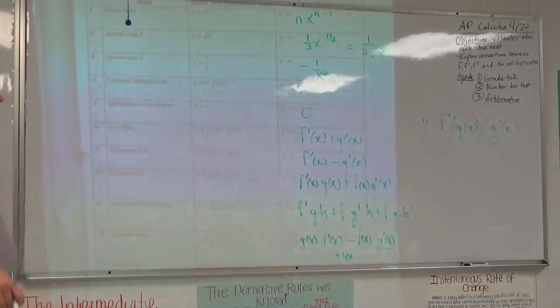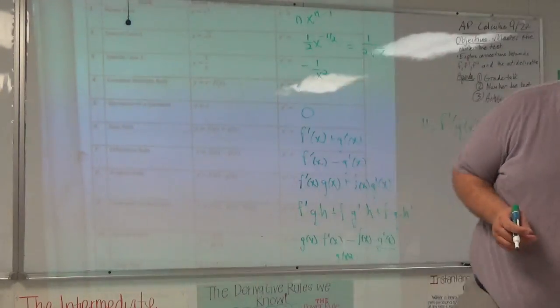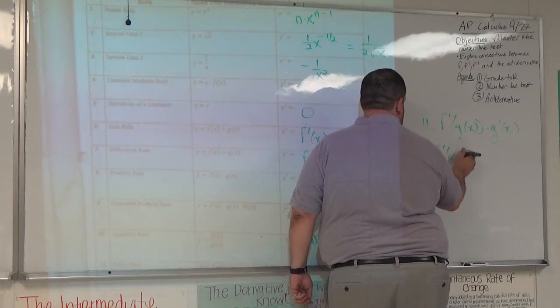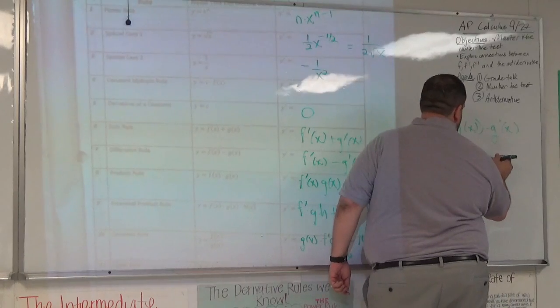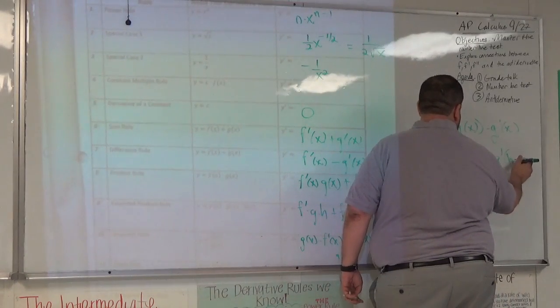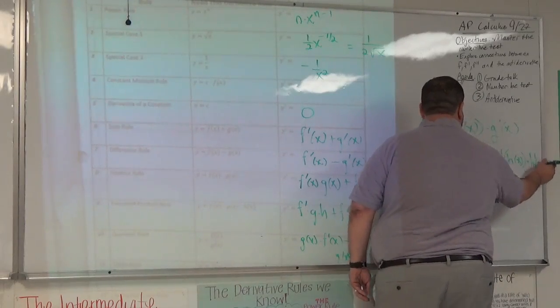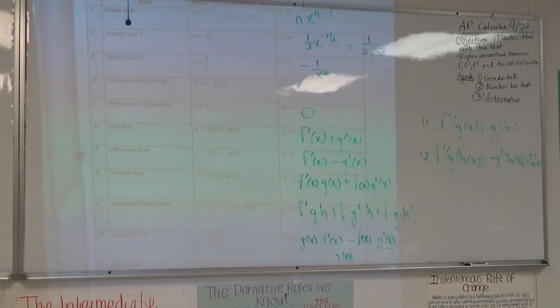Andrew. The fourth one, and is there a number 13? 12. 12 is f prime of g of h of x times g prime of h of x. And then times h prime of x. Nice job, Andrew.